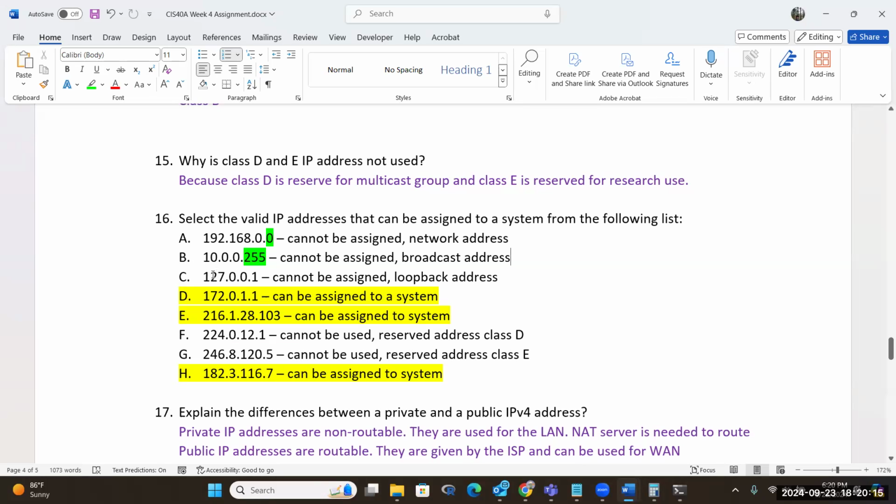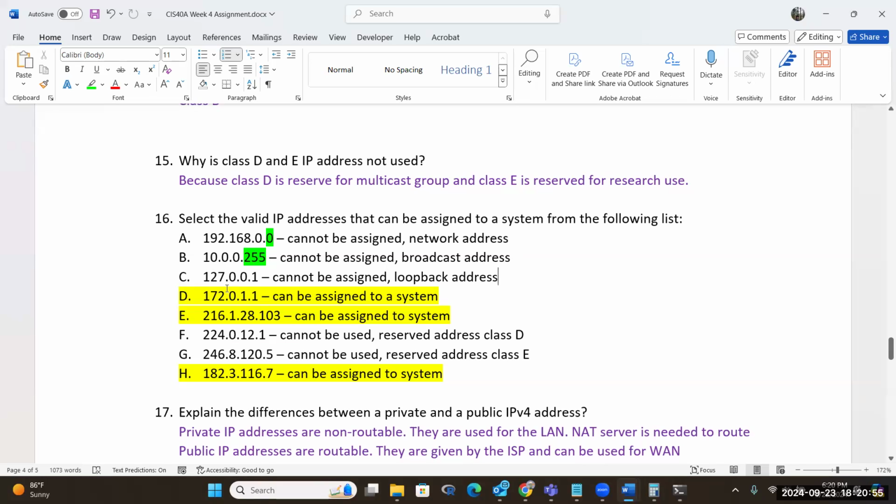And then C, 127.0.0.1, we just went over this. This cannot be assigned. Automatically, the system would have this IP. You will see it in a little bit when you look at Kali Linux. It is a loopback address. By default, all systems use this IP as a loopback. I call it the boomerang address, or how it sees itself. So we don't manually assign this IP to any system. It already has it.